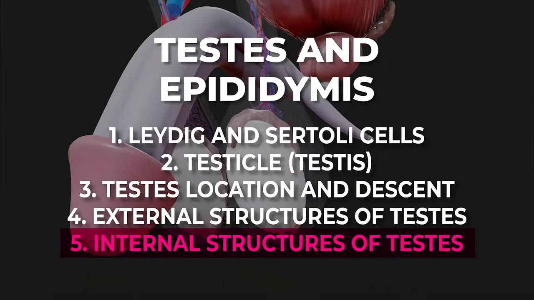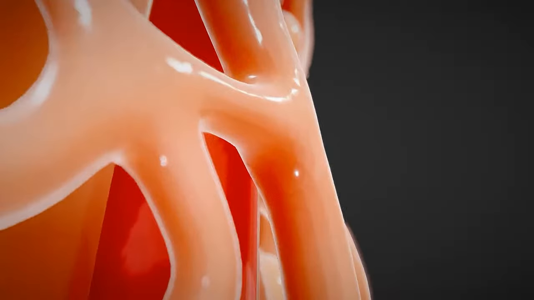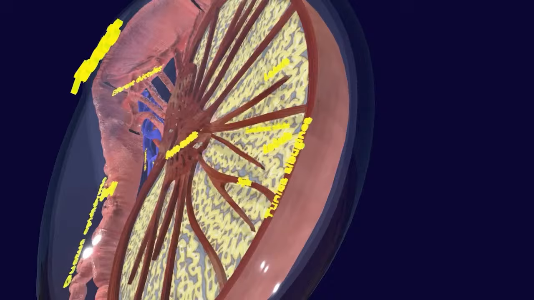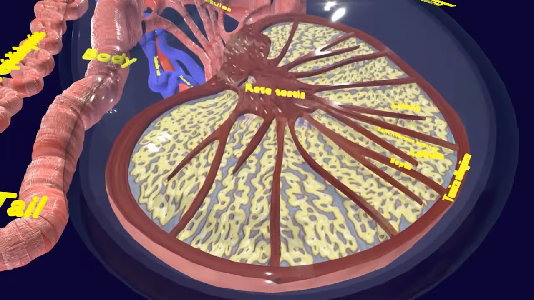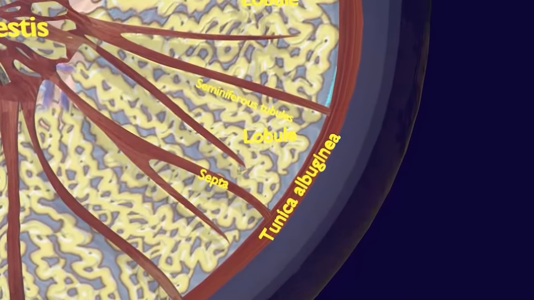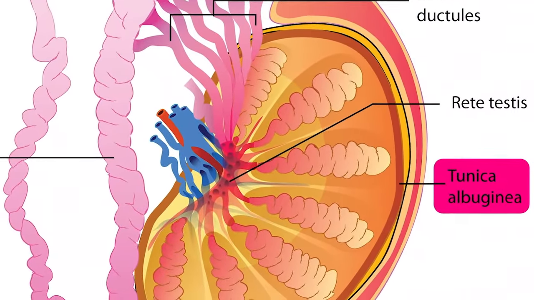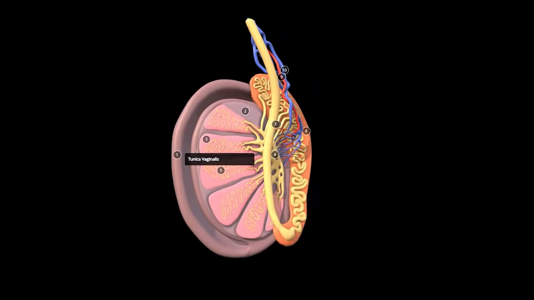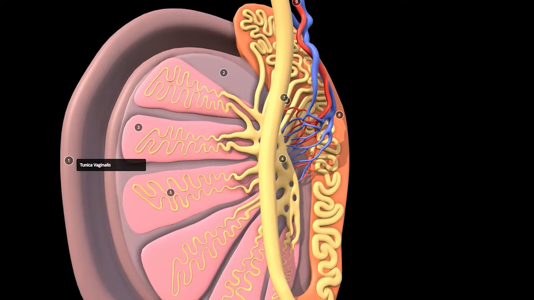Internal structures of testes. Inside the testes are lobules, each containing seminiferous tubules, where sperm production occurs. These tubules are surrounded by connective tissue layers like the tunica albuginea and tunica vasculosa, which provide structural support and protection. Internal structures of testes consist of the following parts. Tunica albuginea. The tunica albuginea is a dense, fibrous layer of connective tissue that surrounds the testis, providing structure and protection. It is a thick, tough layer that forms the outer covering of the testis.